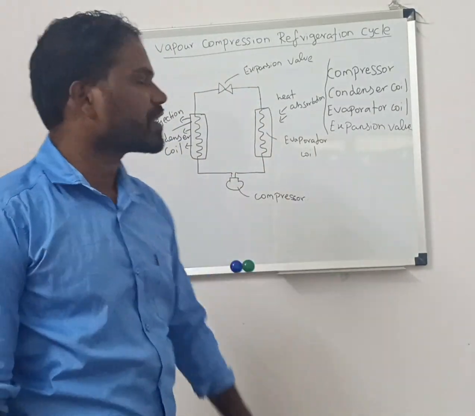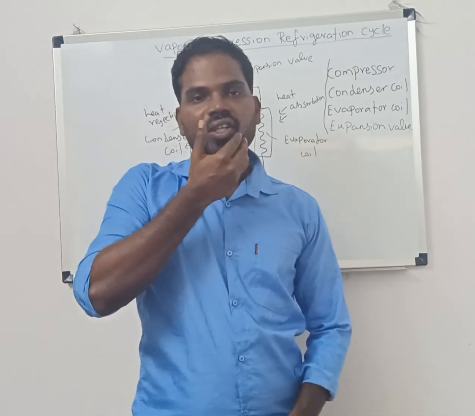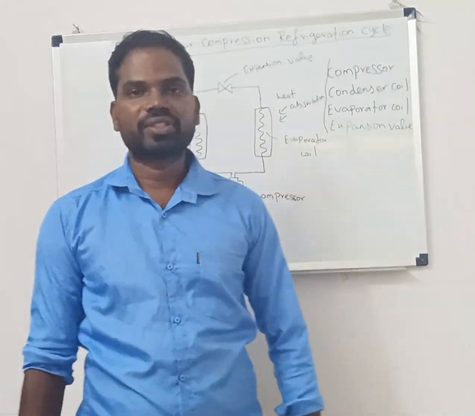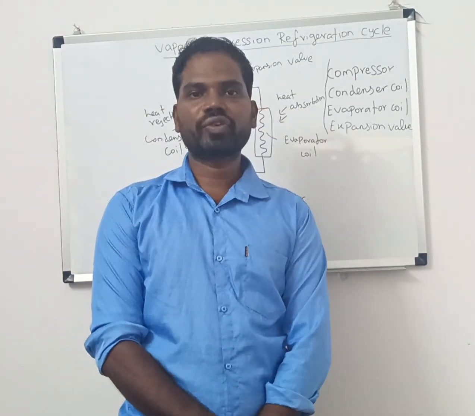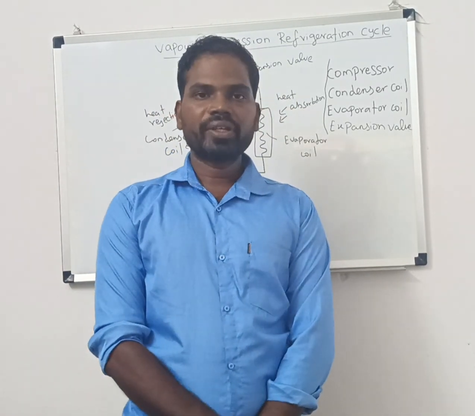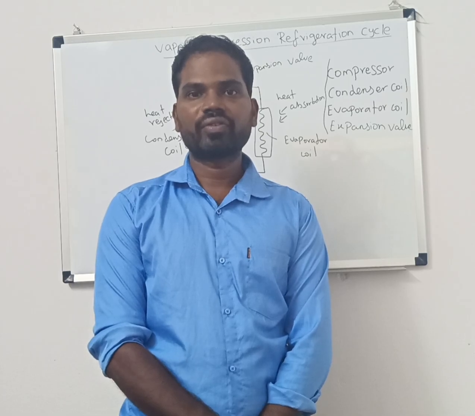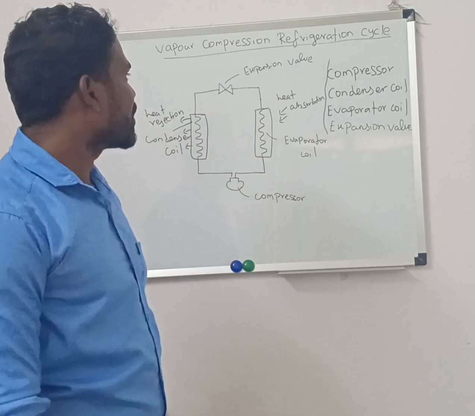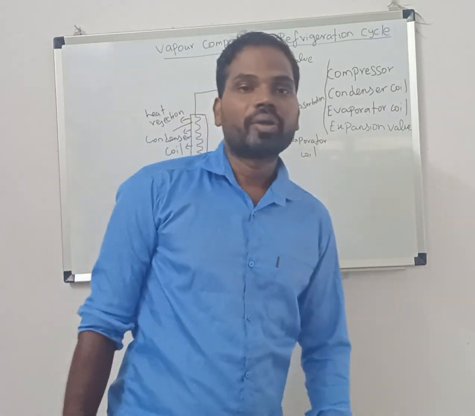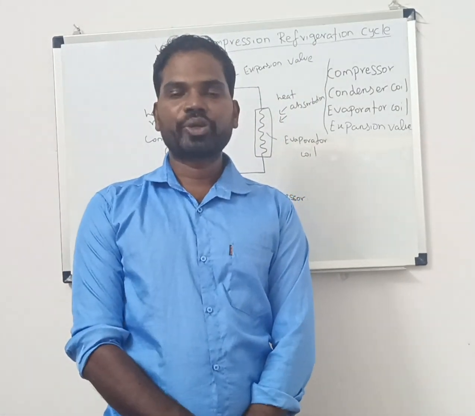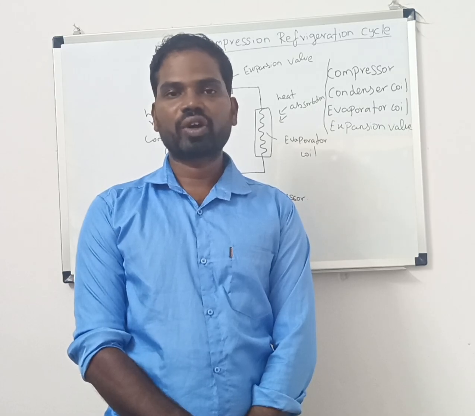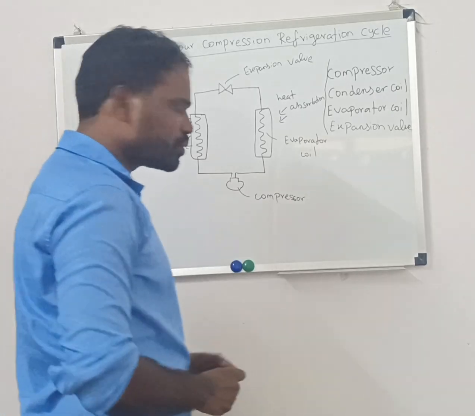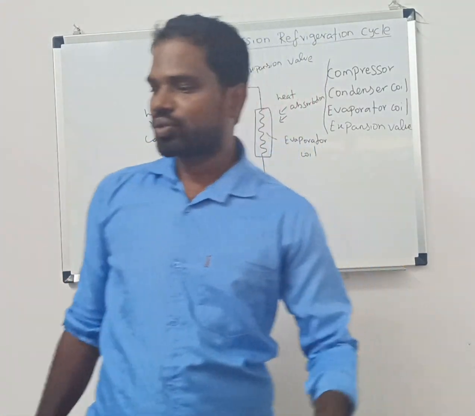Next, the expansion valve. The expansion valve is also the opposite of the compressor. The main purpose of the expansion valve is to help reduce the pressure of the refrigerant. Nowadays there are different kinds of expansion valve available, such as capillary tubes and electronic expansion valves, etc. Now we are going to see how it works.